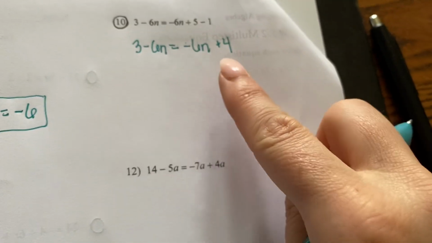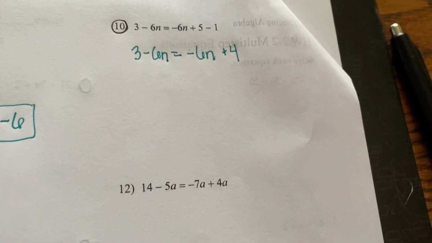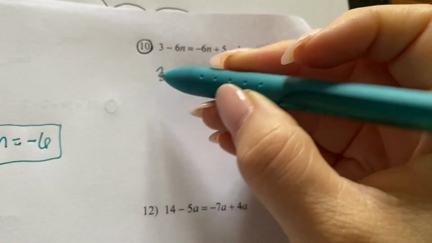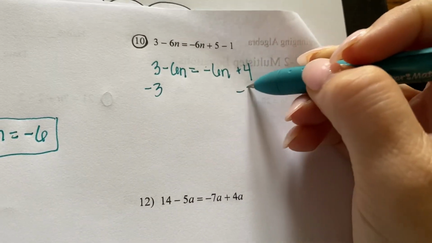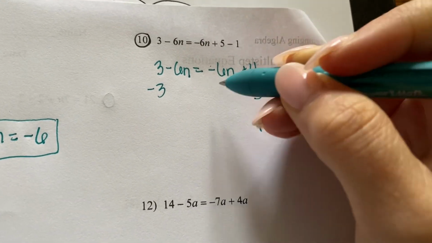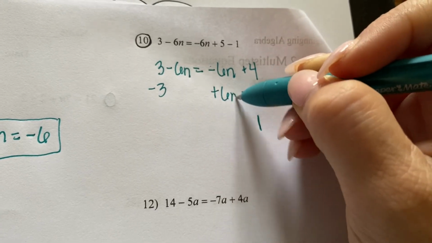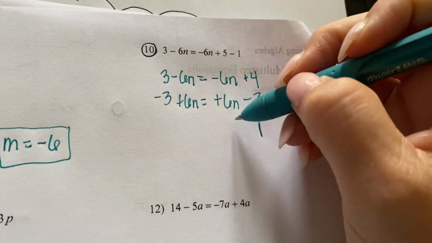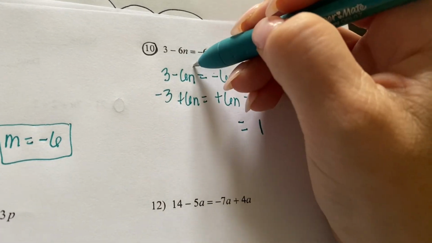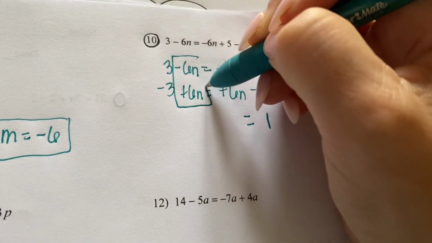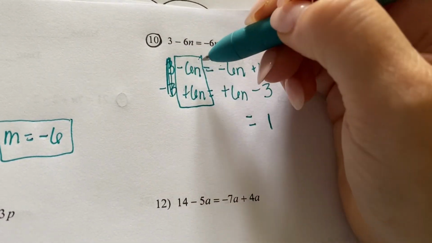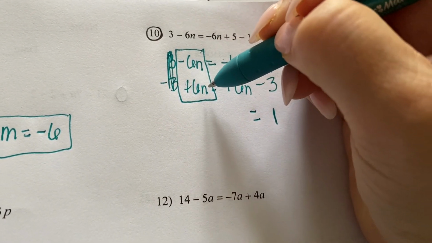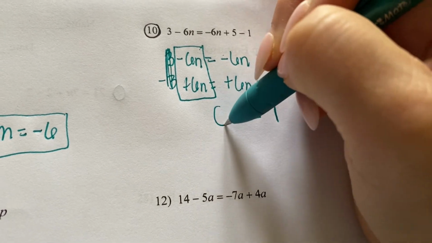So now I'm going to combine. I'm going to move this 3 over, and I get a 1. And I'm going to move this over, plus 6n plus 6n. Uh-oh, something is about to happen. What happens right here? These are already canceled. What happens here? If I have a negative 6n and I add 6n, is that not 0?